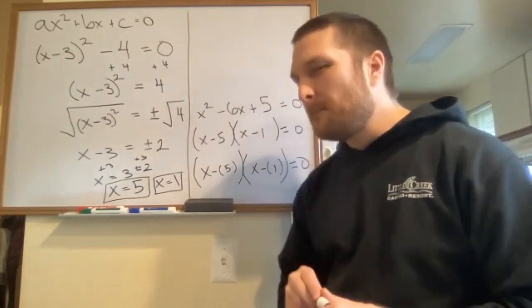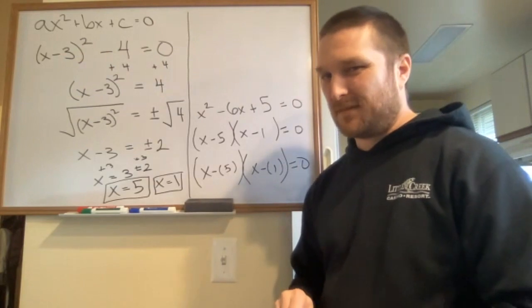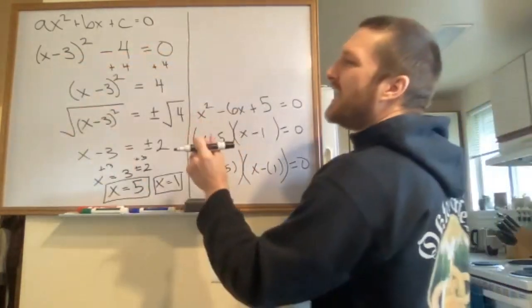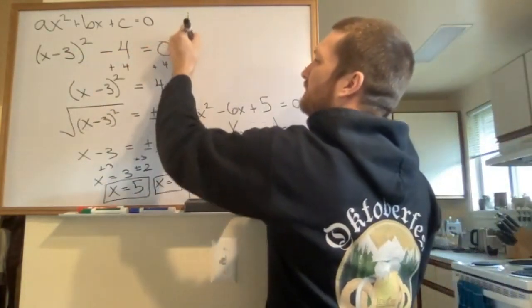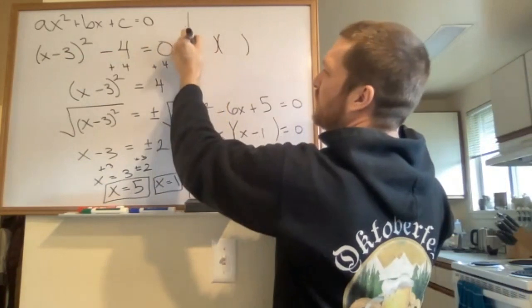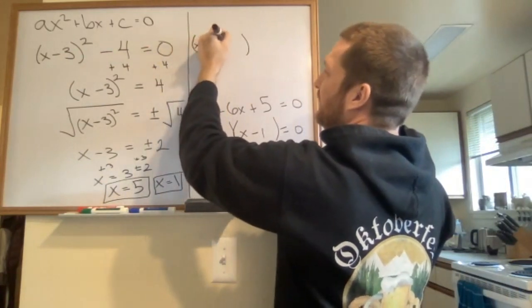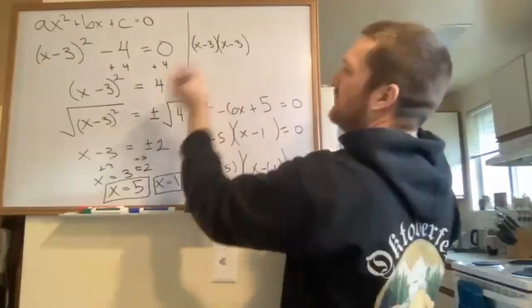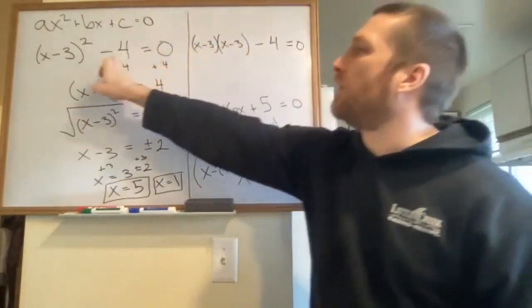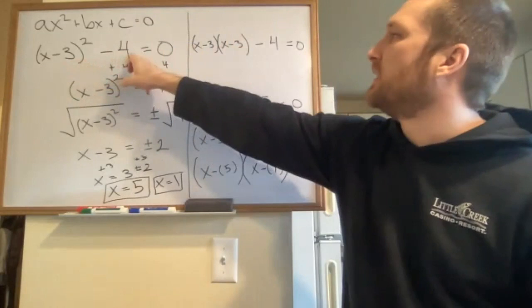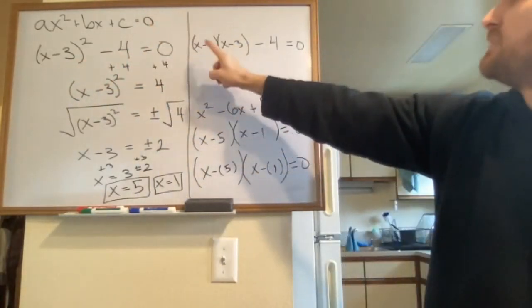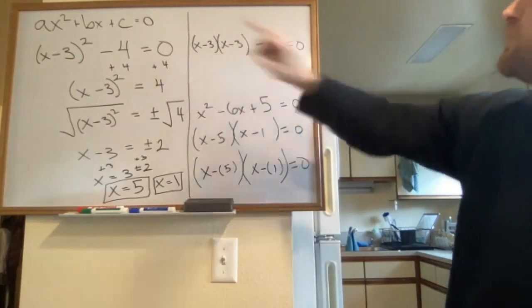Well, maybe it is the same thing. Let's take a look at this. Let's see what this is. What is x minus 3 squared? It means the same thing as x minus 3 times x minus 3, right? So I'm just rewriting this original equation here. Minus 4 equals 0. I'm just going to work out this original equation right here. Okay. X minus 3 squared means x minus 3 times x minus 3.